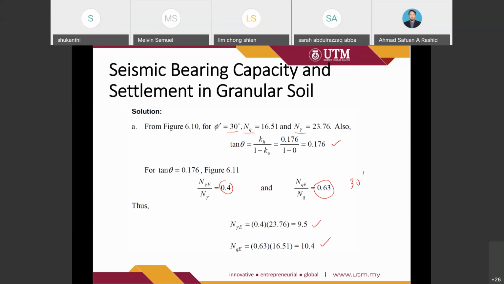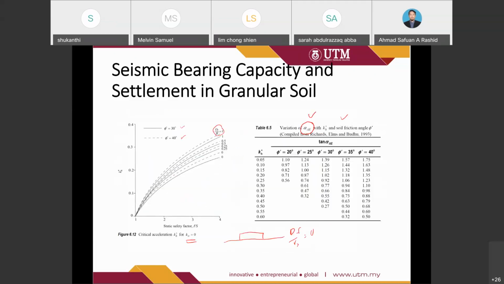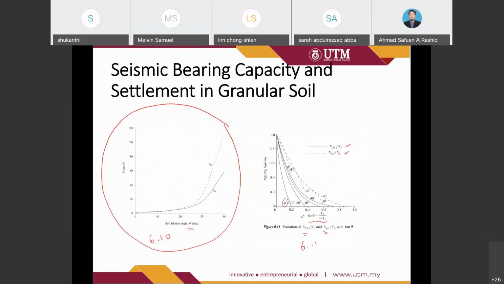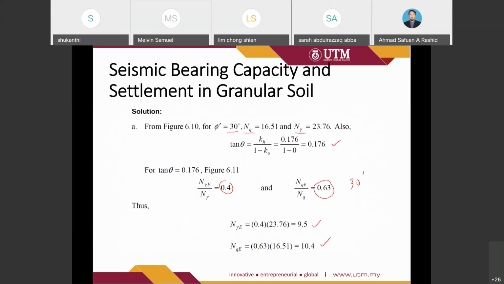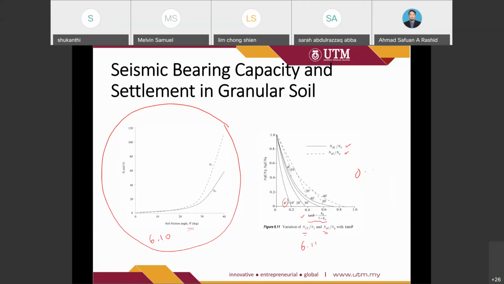For example, the value of tangent theta is equal to 0.176. You may draw a straight line until it reaches phi equal to 30, and also phi equal to 30 for NqE over Nq. So you may have two values: first N gamma E over N gamma, and second NqE over Nq.